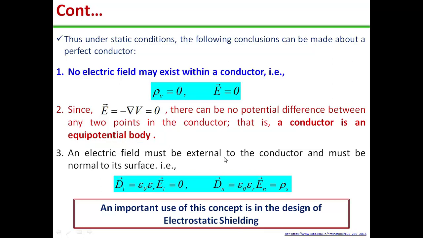An electric field must be external to the conductor and must be normal to its surface. So we can write Dt = ε0 εr Et, and this will be equal to 0, whereas the normal component can be written as Dn = ε0 εr En, and this will be equal to surface charge density ρs. That means the tangential component of electric field and electric flux density is 0, whereas we will have only the normal component of electric field and electric flux density. An important use of this concept is in the design of electrostatic shielding.